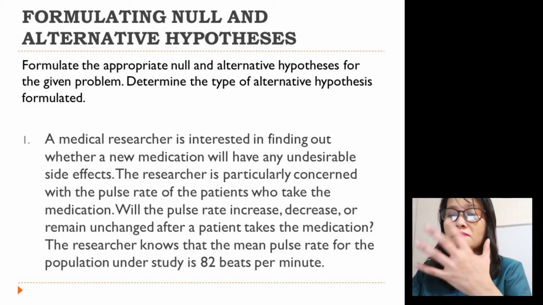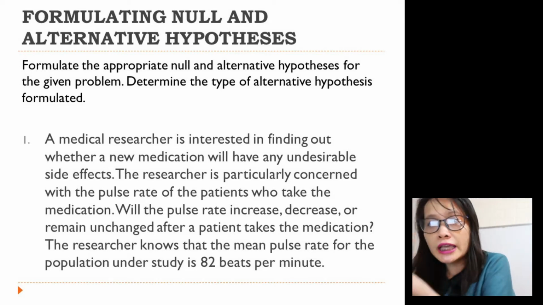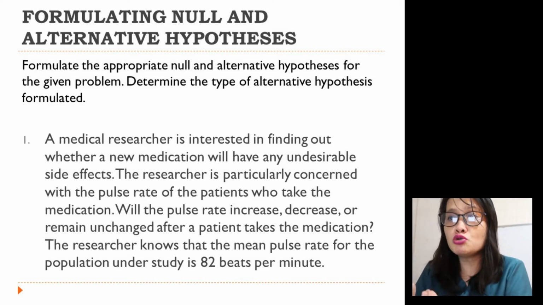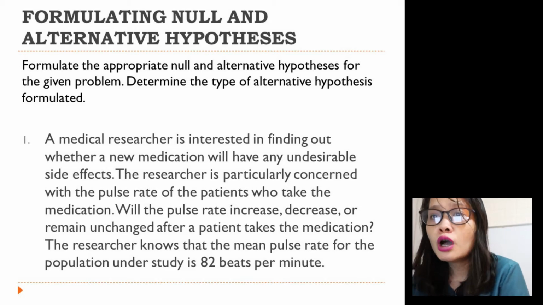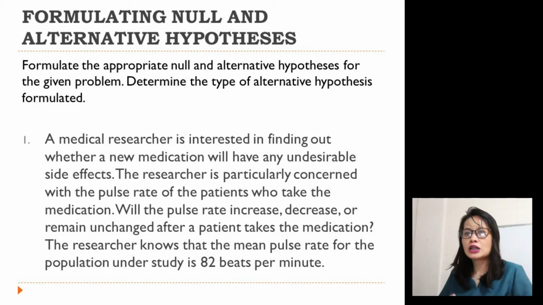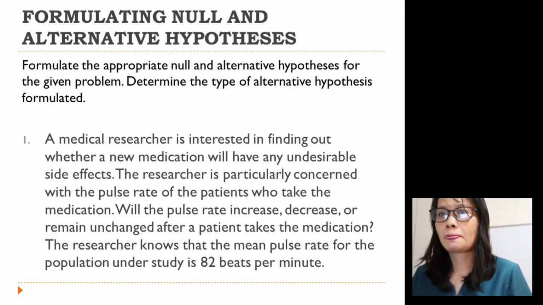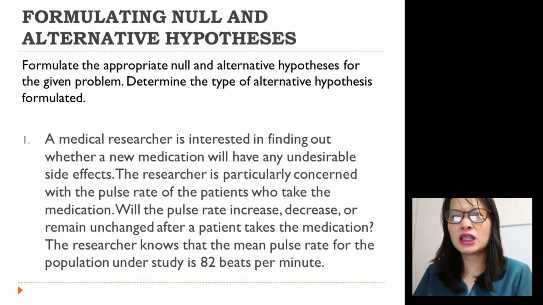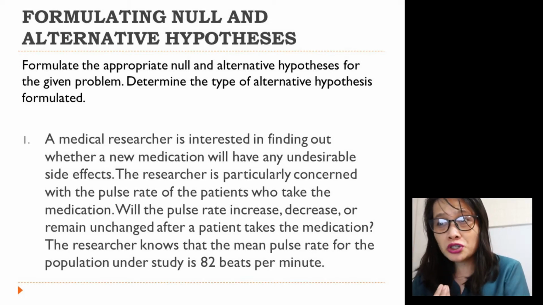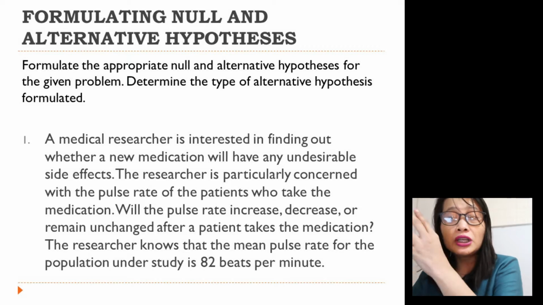Your HO is the mean pulse rate of the patient who take the medication is 82 beats per minute. Or we can rewrite that in symbol, which is mu equals 82. What about your HA? When we say alternative hypothesis, the researcher predicts what will happen. Ano ba yung prediction ng researcher? The researcher is particularly concerned with the pulse rate of the patient who take the medication. According to the researcher, will the pulse rate increase, decrease, or remain unchanged?